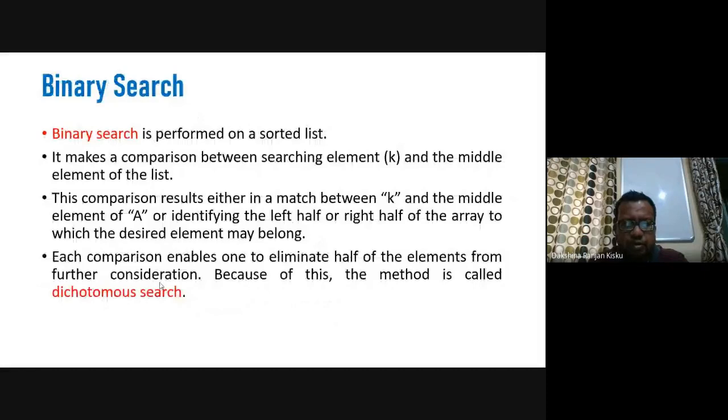Now we will be talking about binary search. Binary search is a part of the bisection strategy, and it is performed on a sorted list. It first makes a comparison between the searching element k and the middle element of the list. We repeatedly divide the given sorted list into two equal halves. Every time we divide into two equal halves, one half, either the left or the right half, will be eliminated.